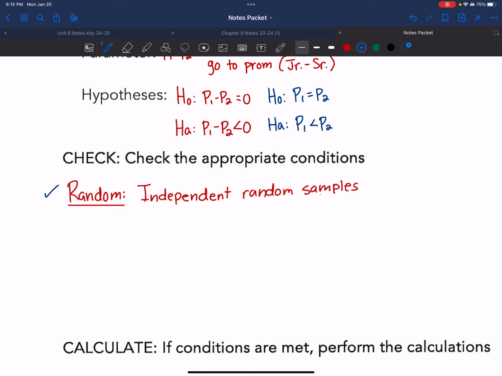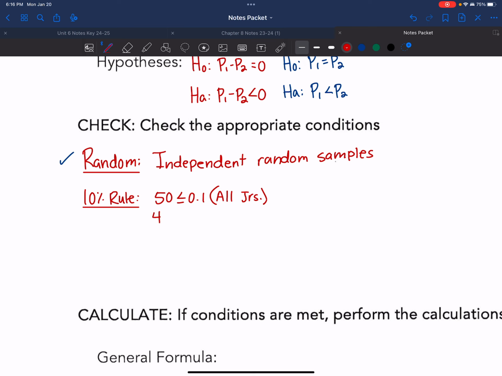Okay, so that one's good. For the 10% rule, remember I have to do this for both. We had 50 juniors. It's safe to assume, if this is a large high school, that's less than or equal to 10% of all juniors, right? And then we had 45 seniors. Again, safe to assume that's less than or equal to 10% of all seniors.